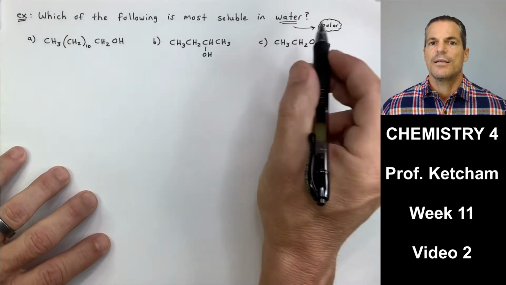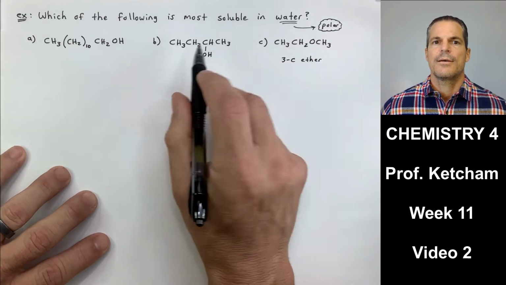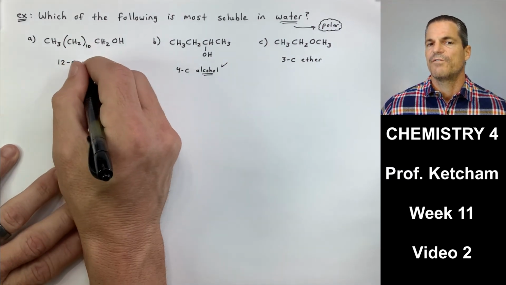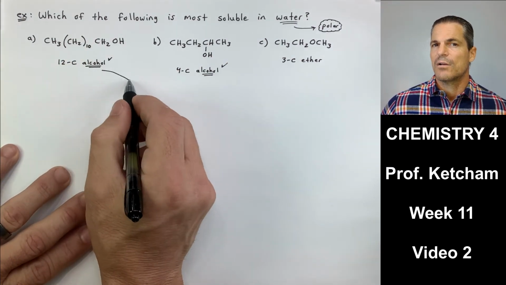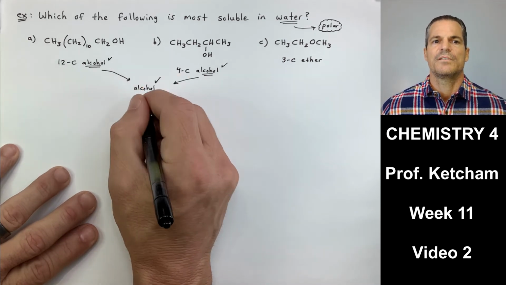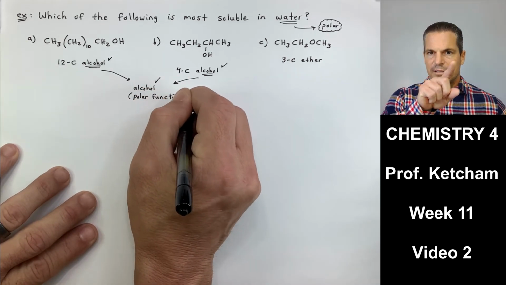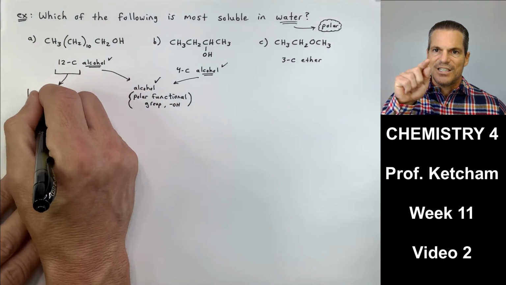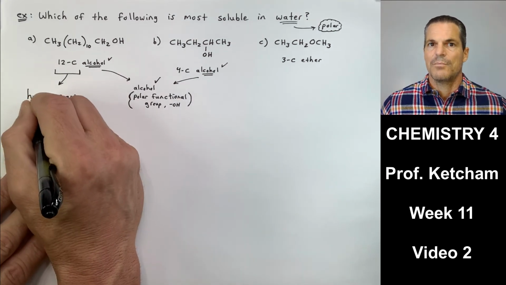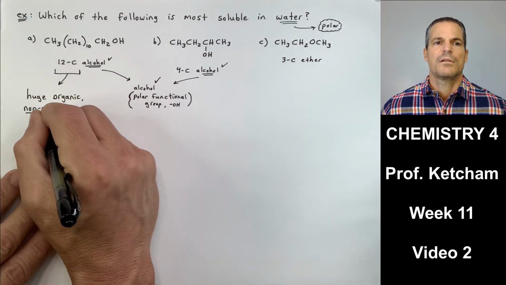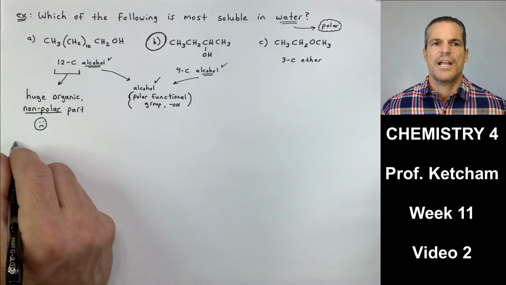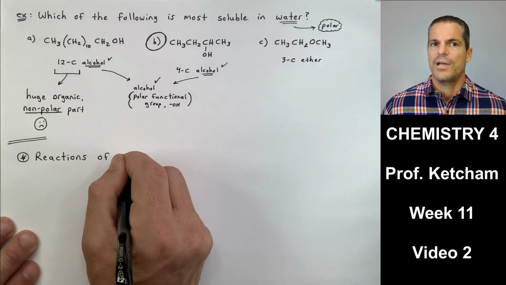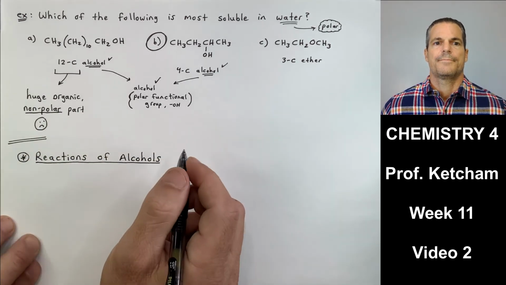Now, C is an ether, a 3-carbon ether. B is a 4-carbon alcohol. So when in doubt, you want to choose the alcohol, which I've done for B. Hey, A is also an alcohol, though. Yes, but look at the 12 carbons it has. Those 12 carbons are all single bonded C, C, C, C. Those are nonpolar bonds. And then all the CH's around it. CH is essentially a nonpolar bond too. So I'm writing here with a sad face, huge organic nonpolar part makes that alcohol with the polar functional group, the OH group, not soluble in water.